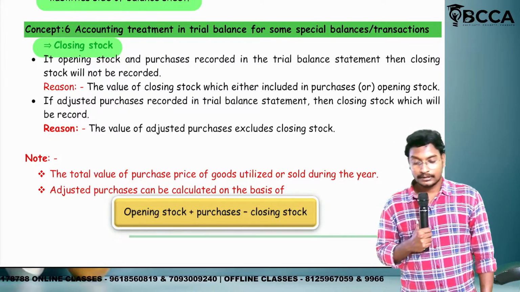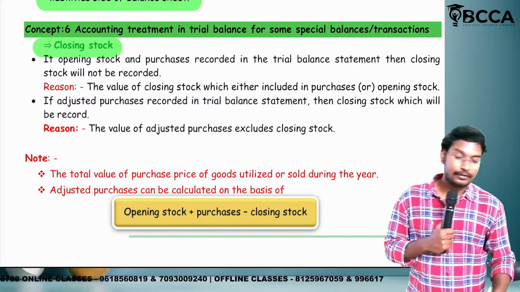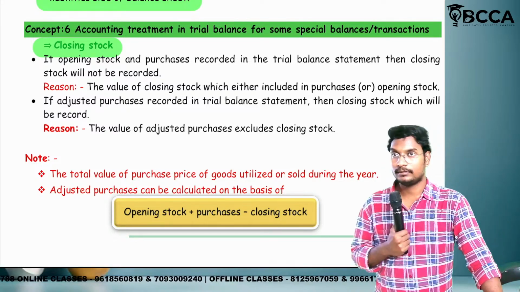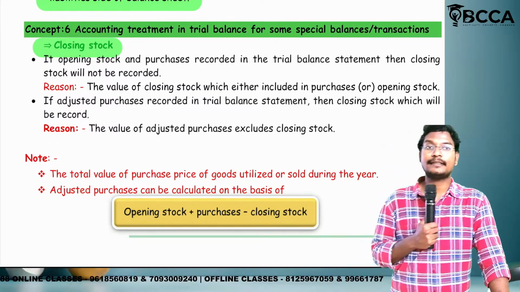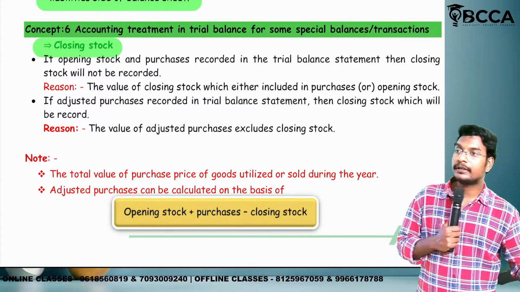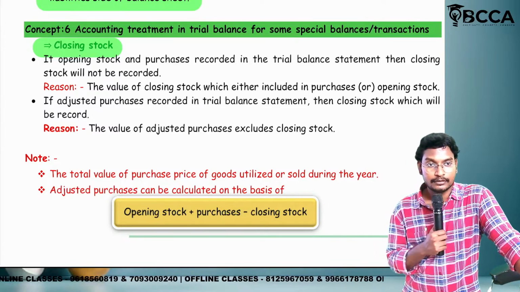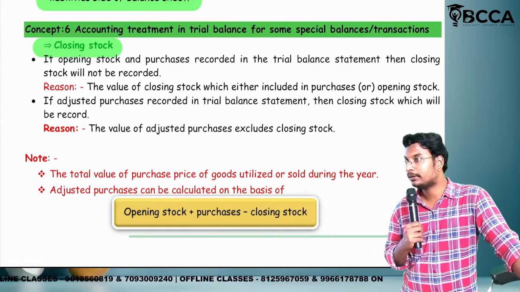Okay. There is a second option. We have not recorded the opening stock. We have not recorded the purchases. But we have recorded the adjusted purchases. Now, do we need to record the closing stock, or no need to record the closing stock? We need to record the closing stock. How, sir? This is the point we have to discuss.